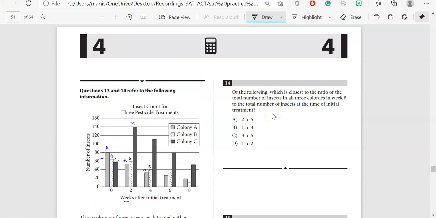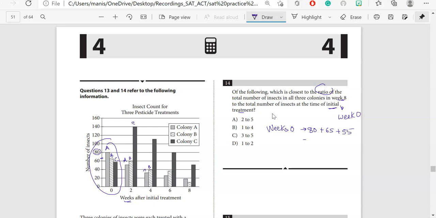Of the following, which is closest to the ratio of the total number of insects in all 3 colonies in week 8 to the total number of insects at the time of initial, meaning week 0? What does initial mean? At the starting point, week 0. So let's first of all find how many insects were in week 0. I need to do the total of week 0. So my total number of insects in week 0 is: this number is 80, plus this number is, we can say, 70, or I can just take 65, plus this number I can take as 55.